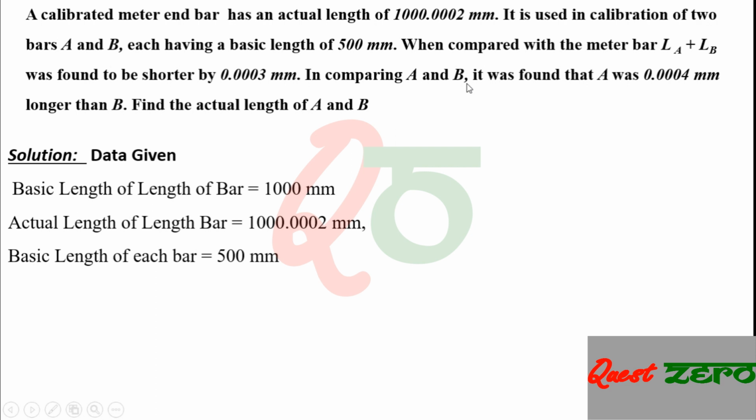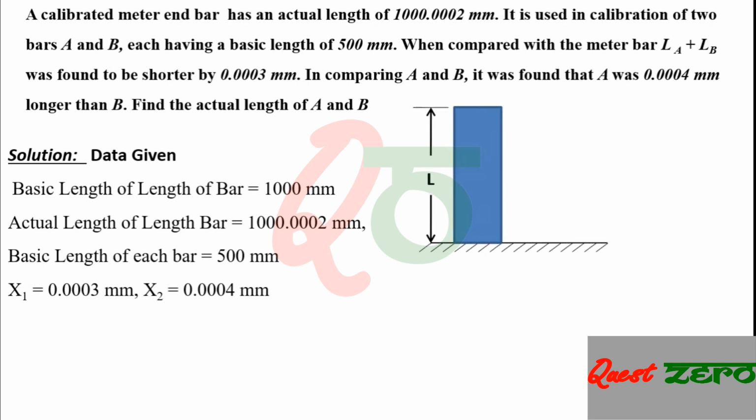Now the basic length of each bar is 500 mm, which has been given, and when we compare the dimensions, we'll get the x1 and x2 values. How do we get the x1 and x2 values? It is obtained by drawing the diagrams. The first diagram compares the length bar with the two end bars that need to be calibrated, when they are wrung together and placed across. We'll first write the length bar, capital L. L is equal to 1000.0002 mm.